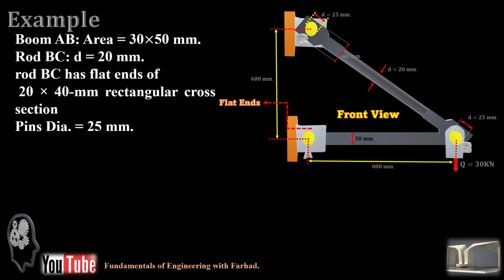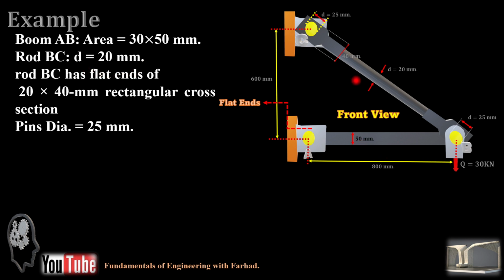In this example, we are reviewing a structure which consists of a boom AB and a rod BC, and they are connected. All the connections are pins, and a concentrated load of 30 kilonewtons is applied at the joint B. We know the boom AB area is 30 times 50 millimeters.